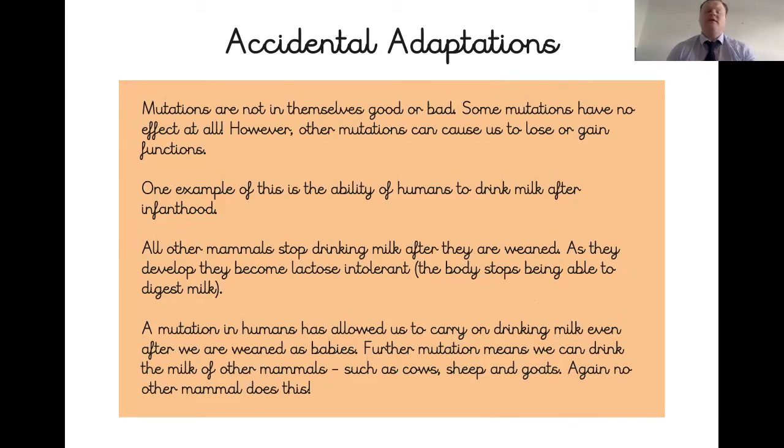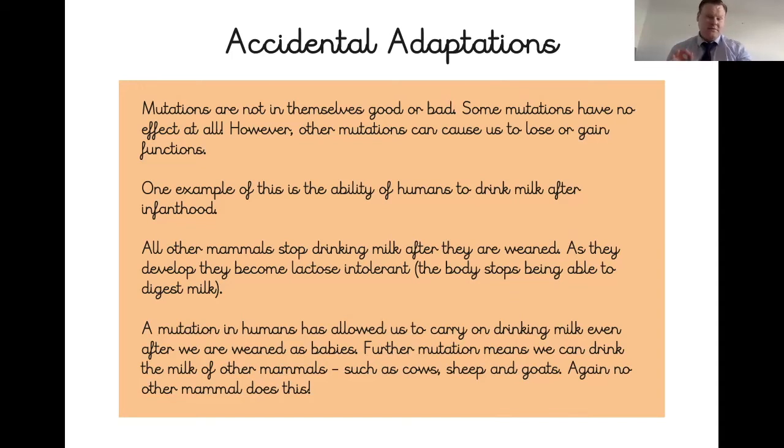And one of these, the example that I could give you right now, is the ability of humans to drink milk after infanthood. So all other mammals stop drinking milk after they are weaned. And as they develop, they become what's called lactose intolerant. You may have heard that some humans are lactose intolerant. That means that you don't have the ability to digest milk. It can make you feel very poorly if you have milk, for example.